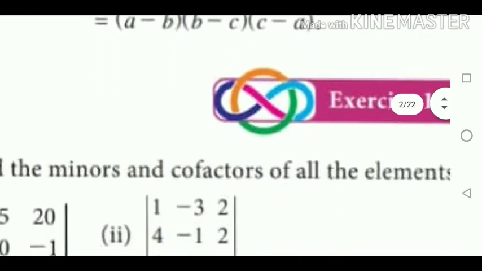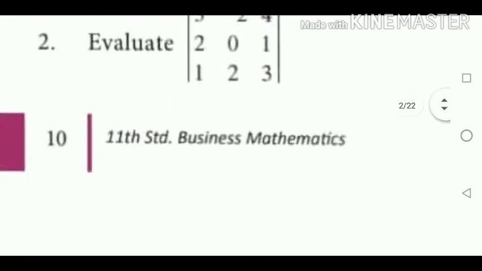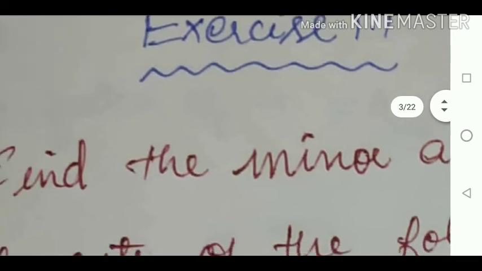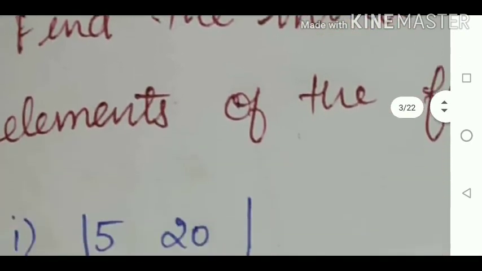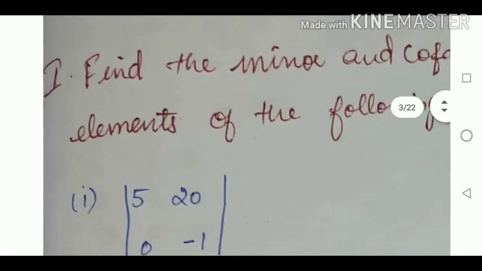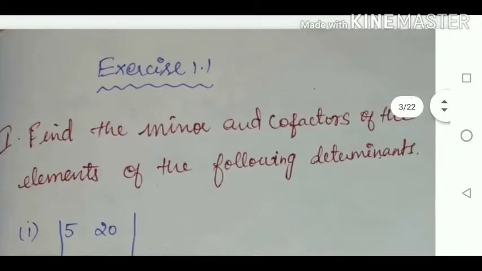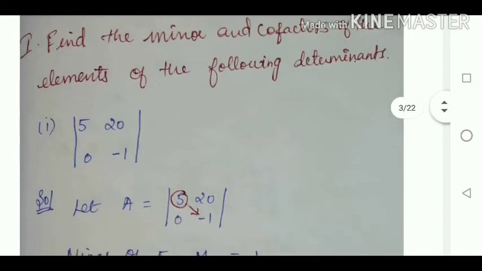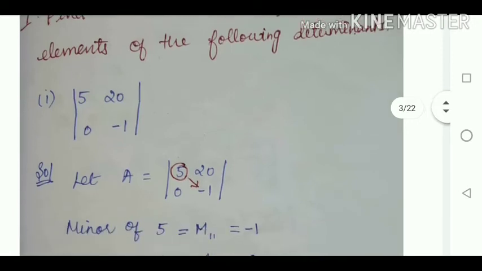Now we are going to see exercise 1.1 by applying these rules. The first question is, find the minor and cofactor elements of the following determinants. Here, let A equal to 5, 20, 0, minus 1.